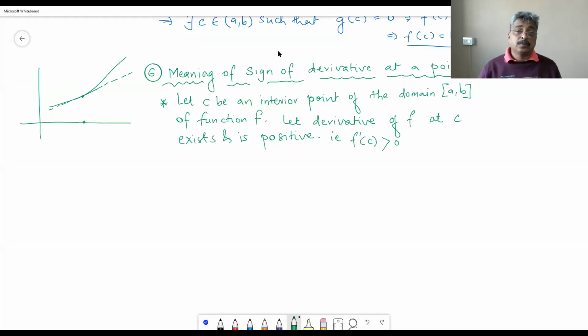Do it. What is given to us? f dash of c is greater than 0.